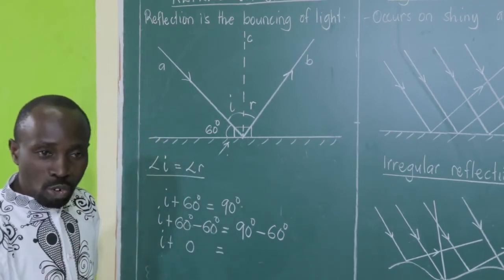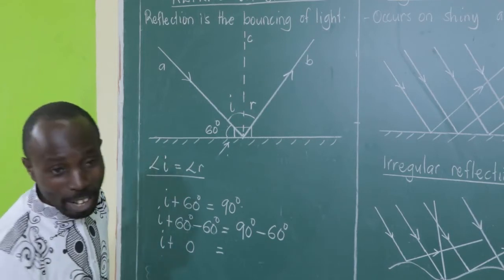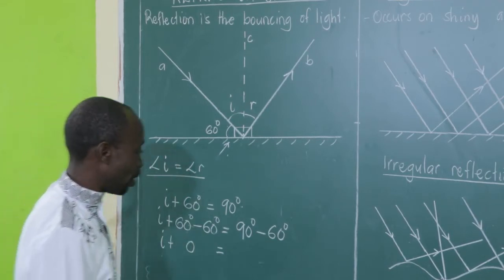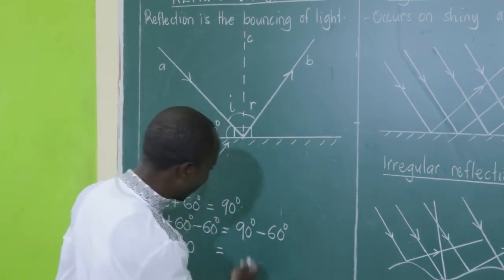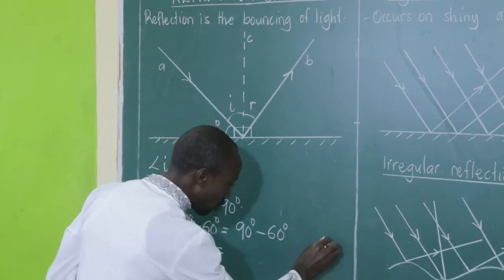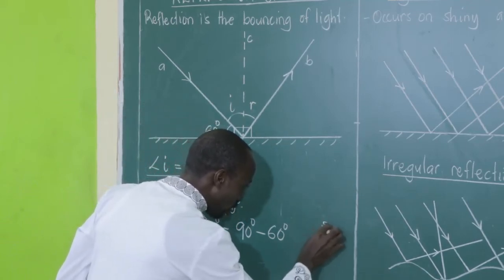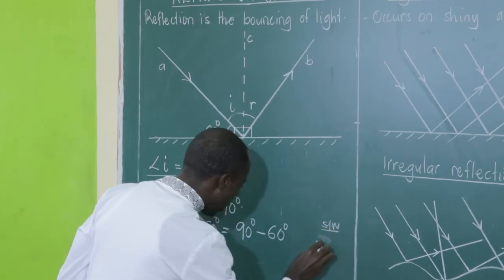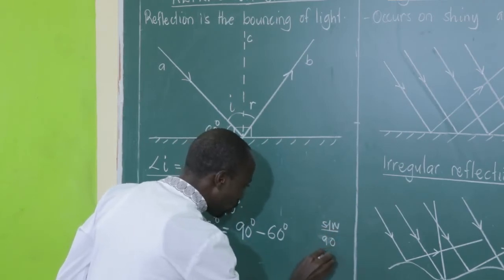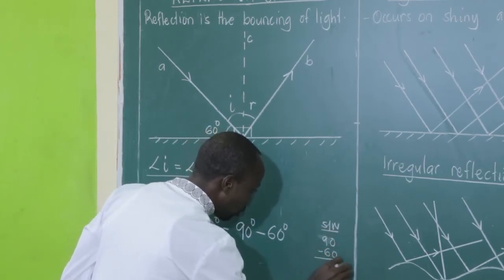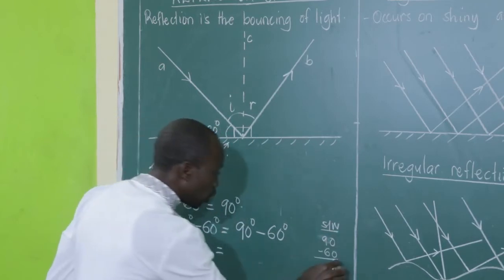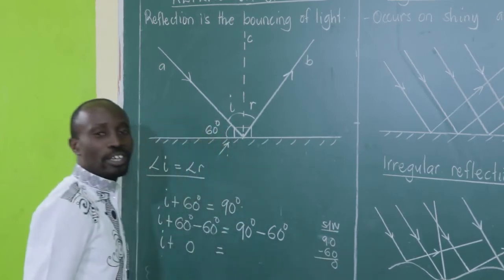But if you can't do it, you are advised to do side work, though that would not be for a P7 child to do this. But if you want, you can say, this is my side work. Then you subtract 90 minus 60 degrees. Okay? So 0 minus 0, you get a 0.